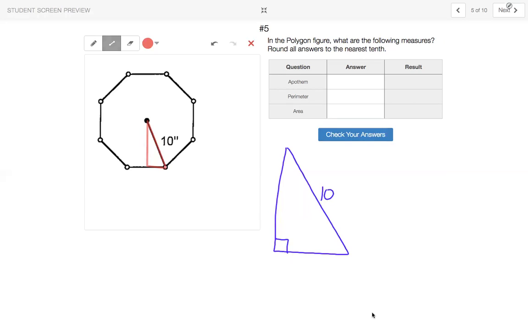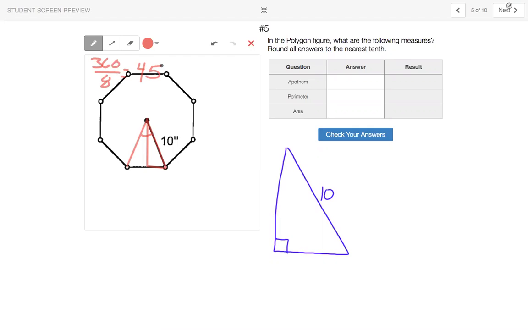All right. So this is all we know right now. Now, what I can find here is there's a central angle, which is 360 divided by the number of sides. In this case, there's 8 sides. So if I do 360 divided by 8, that gives me 45. So this central angle is 45 degrees.